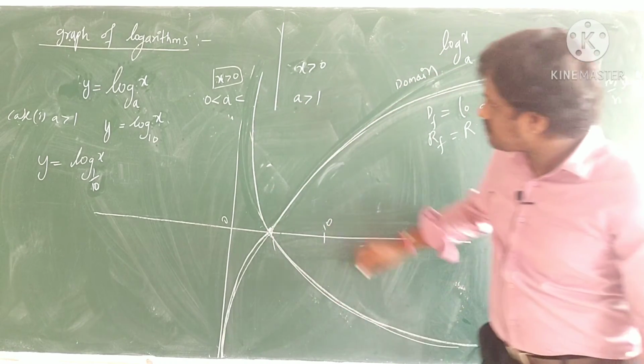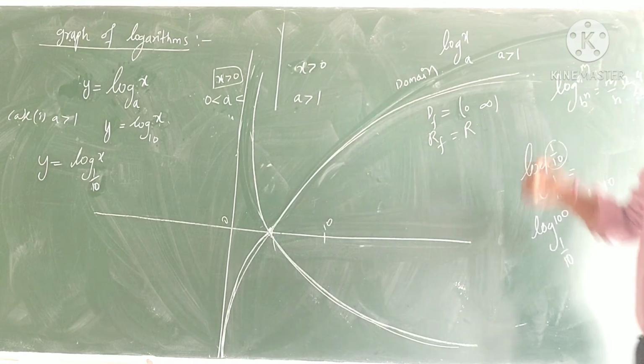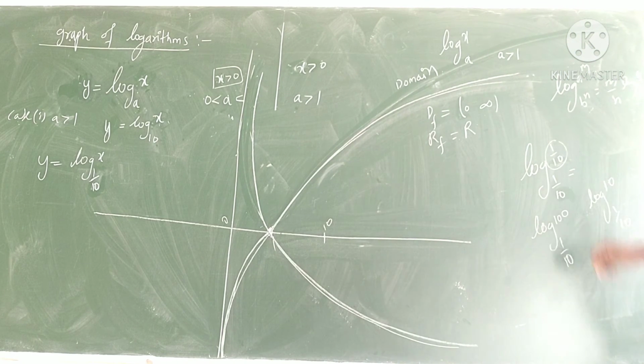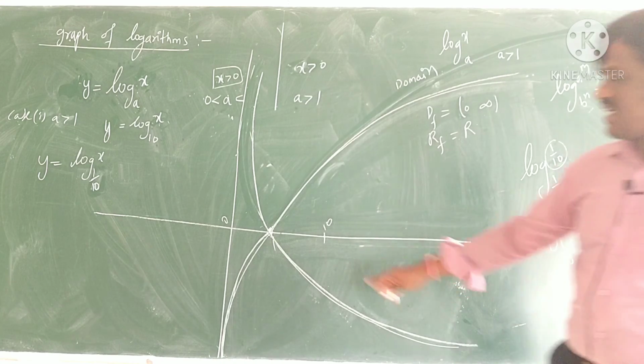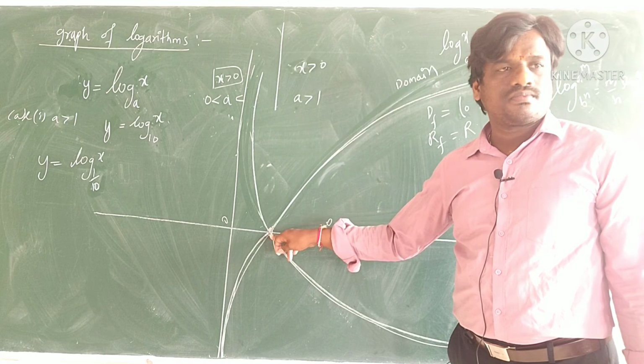When will I get 0? When do I get 0? X is 1. If I take X is equal to 1, I will get 0. So I got X is equal to 1, 0.